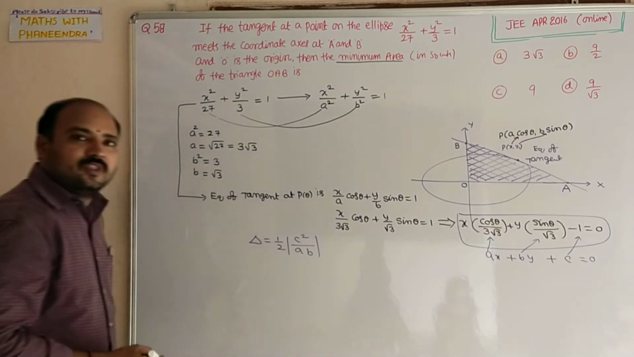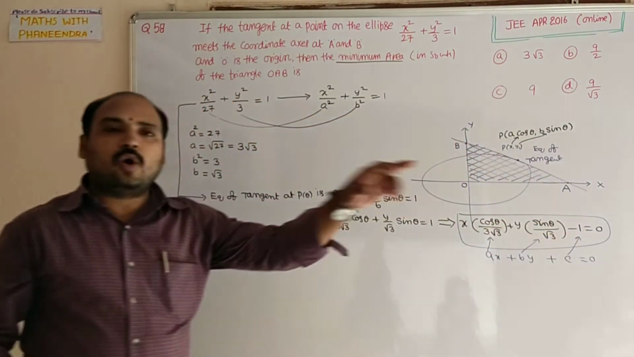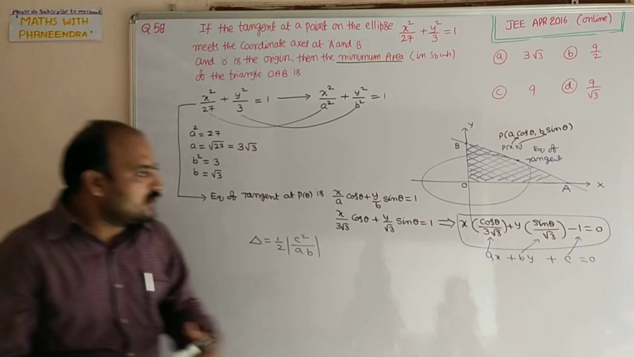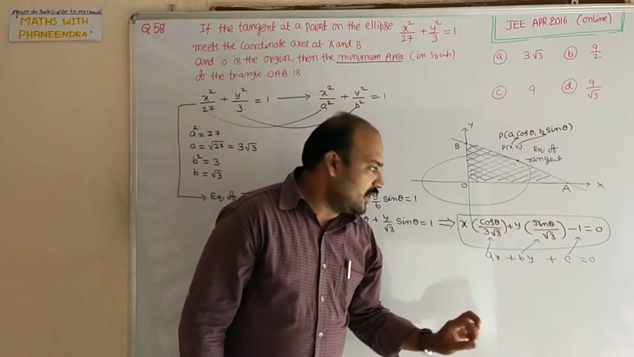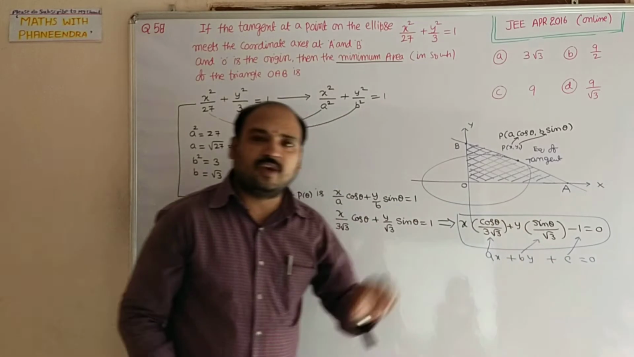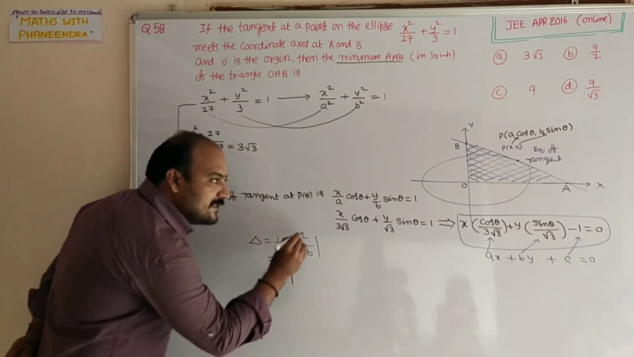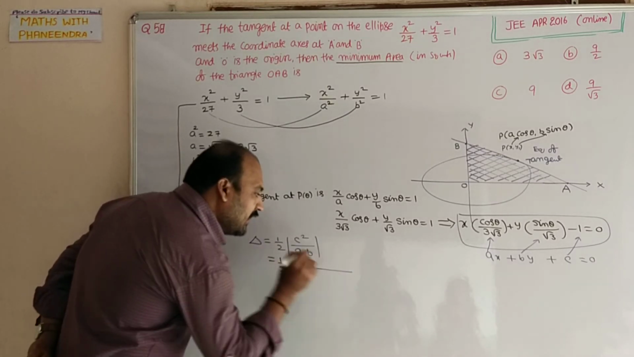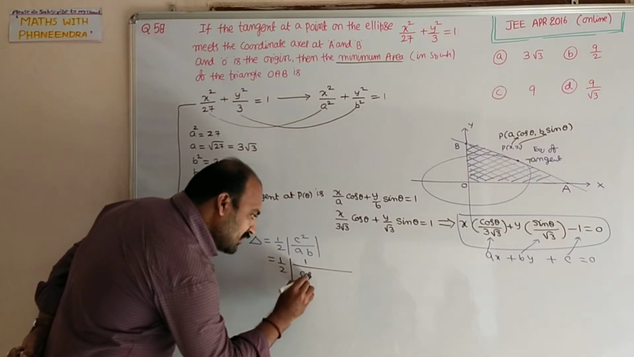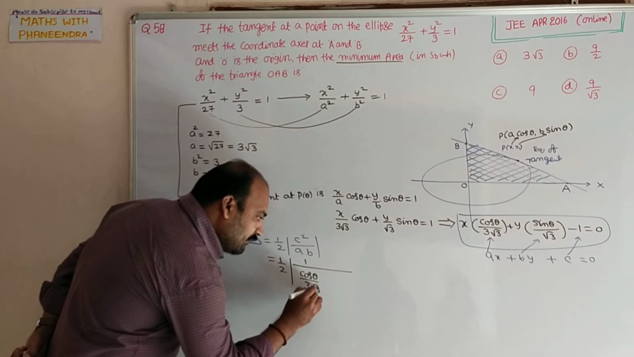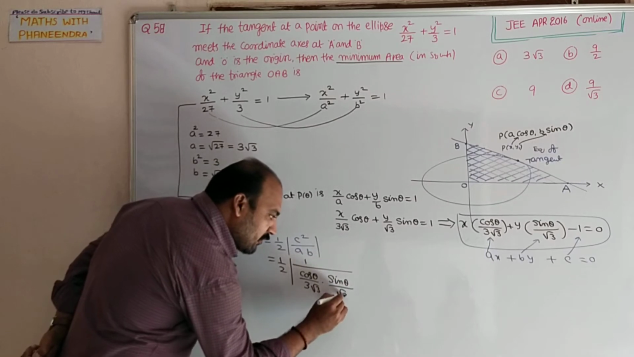This is the formula. The area of the triangle formed by the line ax plus by plus c equal to 0 with the coordinate axis is half c square by AB. C value is minus 1. A value is cos theta by 3 root 3. B value is sin theta by root 3. So those values I am replacing here, which is equal to half into mod c square, minus 1 whole square, so plus 1 by AB. A value is what? Cos theta by 3 root 3, into B value. B value is sin theta by root 3.